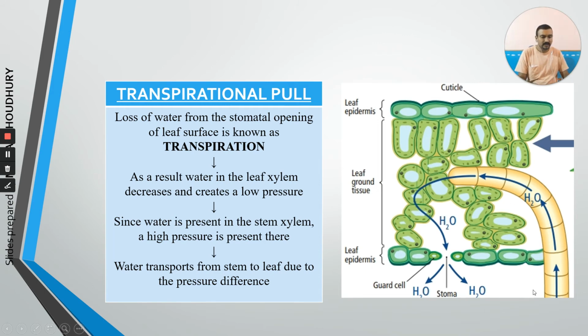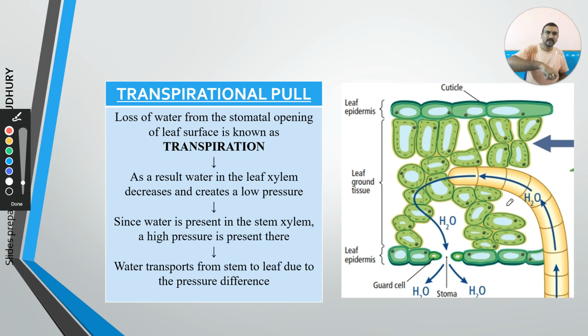So from here there will be a high pressure created. Above here there will be a low pressure created. So from high pressure to low pressure, the water will start going up. That's how the movement of water takes place, and this is a pulling force. Due to the difference in pressure, from high pressure to low pressure, the water is pulled up.